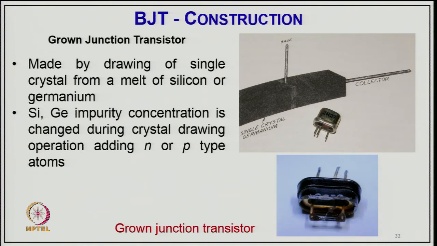Starting from the first type, the grown junction transistor, as you can see in the photograph, it is made by drawing a single crystal from the melt of silicon or germanium. These are the 2 semiconductor materials we normally use in transistor manufacturing at the moment, but later many other elements are also used. The impurity concentration is changed during the crystal drawing operation by adding N or P type atoms, so in P type you can add N type, or in N type you can add P type, for growing the junction transistor, the bipolar junction transistor.